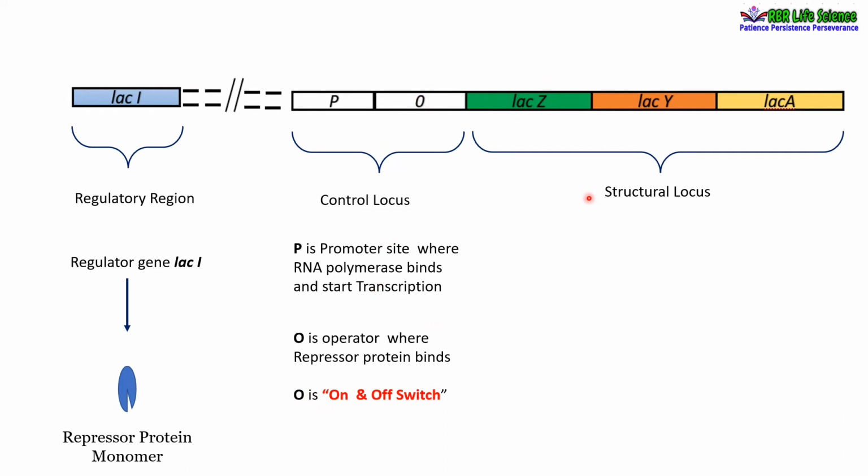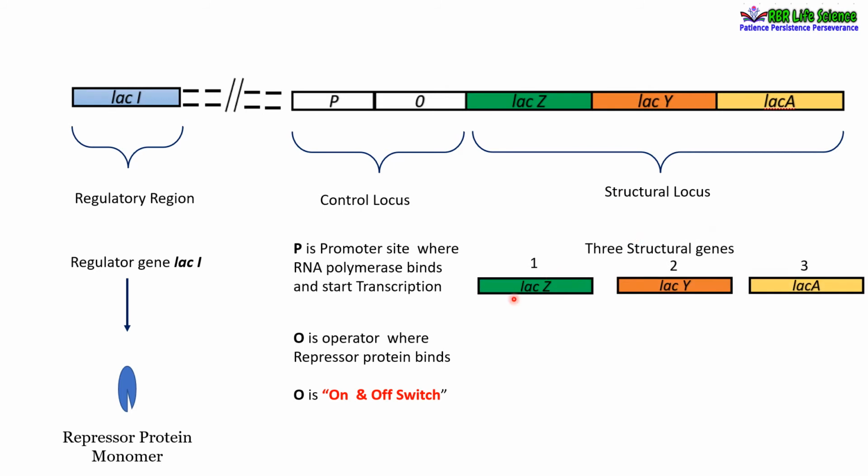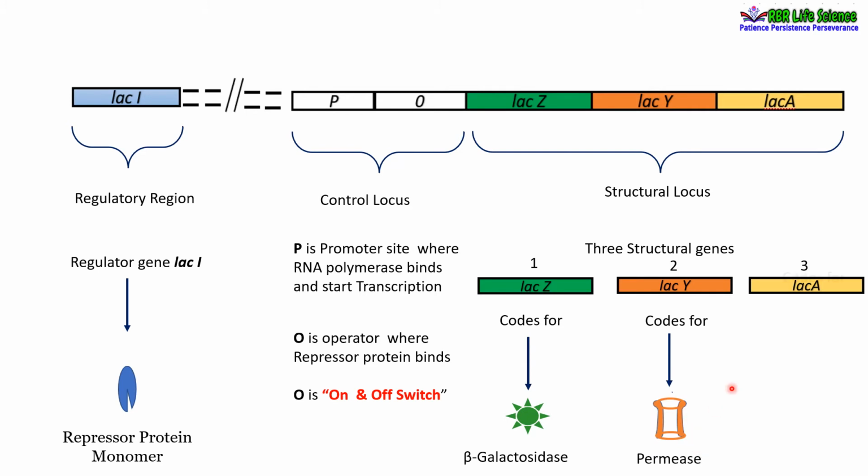Structural locus has three structural genes. First structural gene is the LacZ gene, which codes for the beta-galactosidase enzyme. Second structural gene is the LacY gene, which codes for permease protein. Third structural gene is the LacA gene, which codes for the thiogalactoside transacetylase enzyme.